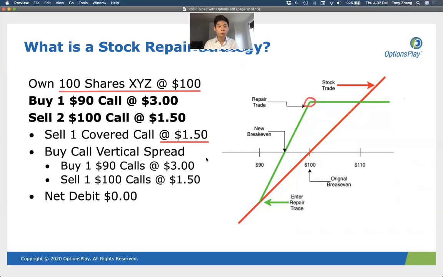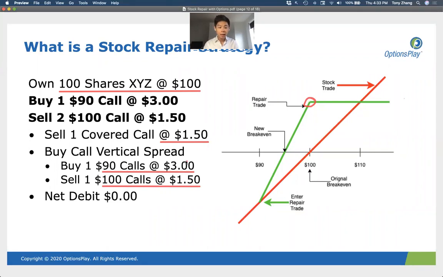And then what I try to do is buy a debit spread with that $1.50. So I buy a call at the current price of the stock. If the stock declined to $90, I'll buy a $90 call option, but let's say that costs $3. What I'm going to do is sell a $100 call option against that, again, to turn this into a debit spread, collecting $1.50, which is the same strike that I originally sold that covered call on. And now I have what's considered a repair strategy.